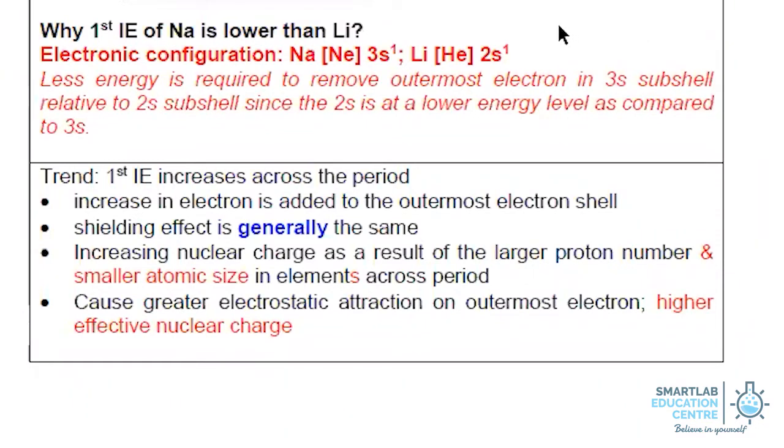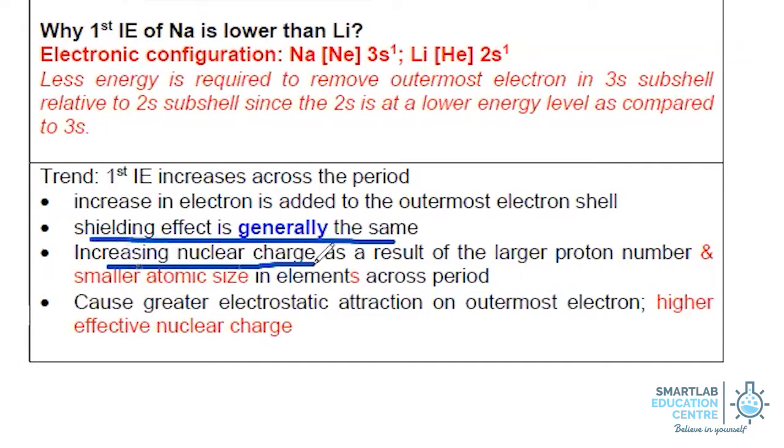Let's take a look at the reason why. First, the shielding effect is generally the same. That is correct because, remember, in the earlier section, when you look at sodium and all the rest of the elements from the same period up to argon, all the electrons are being added to the outermost electron shell. Therefore, only the first and second electron shells are fully filled, and those are the electrons that provide the shielding effect. So the shielding effect is generally the same.